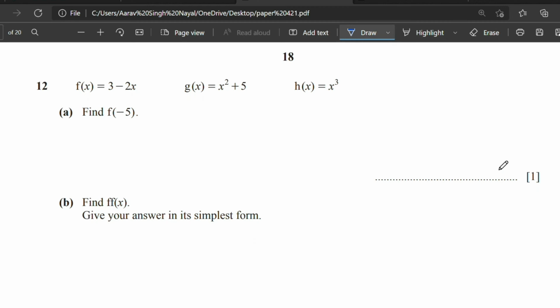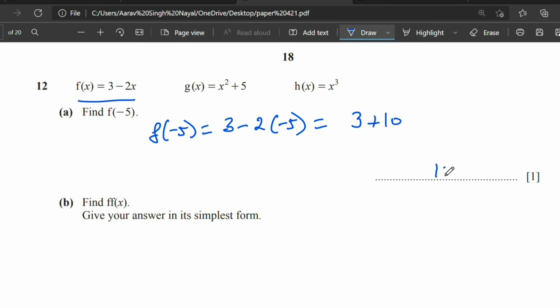Functions. So here are the functions given. f(x) is 3 minus 2x, g(x) is x square plus 5, h(x) is x cube. Find f of minus 5. So this one is very simple, just substituting the value of x as minus 5 in the function f, which will be 3 minus 2 into minus 5, that will be 3 plus 10, that will be 13.